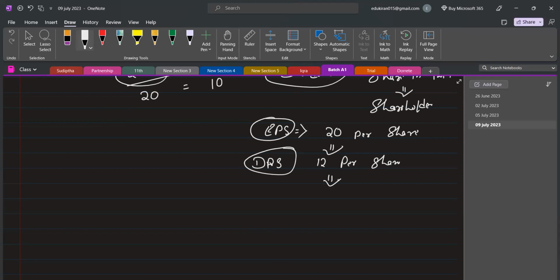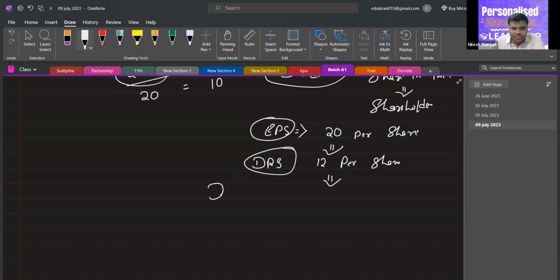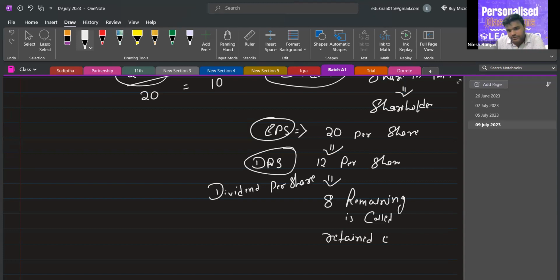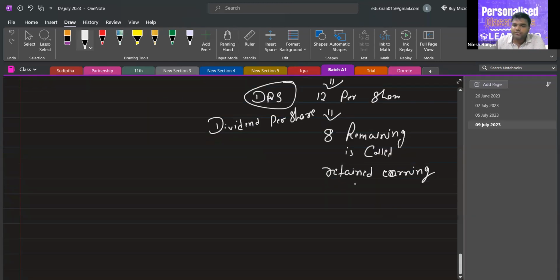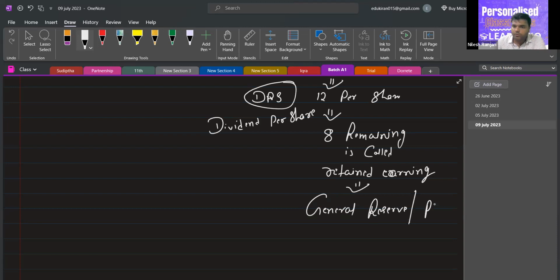Yes, sir. Okay. DPS actually means dividend per share. And the 8 rupees remaining is called retained earning. Retained earning is transferred to general reserve, or profit and loss. Is it clear?